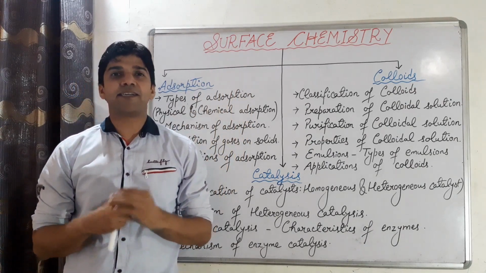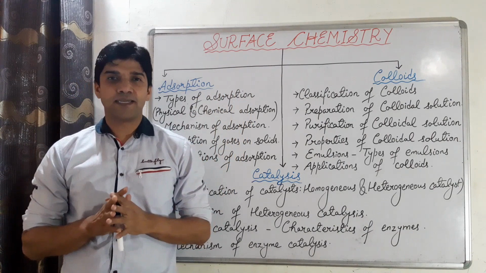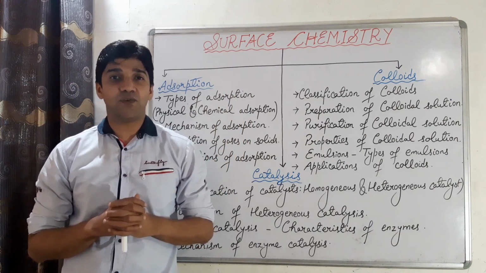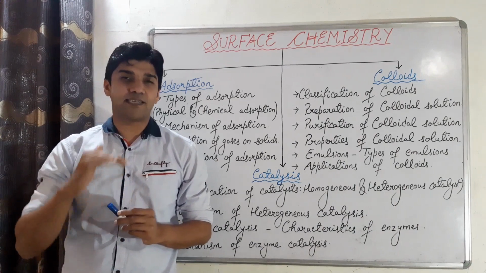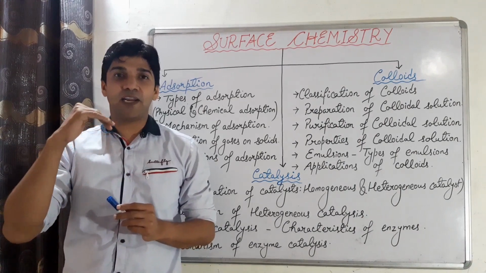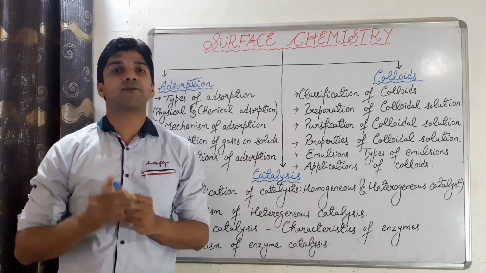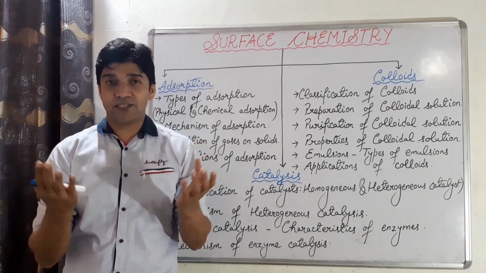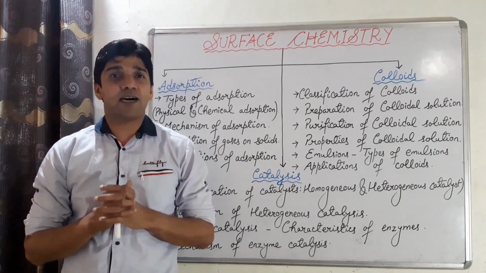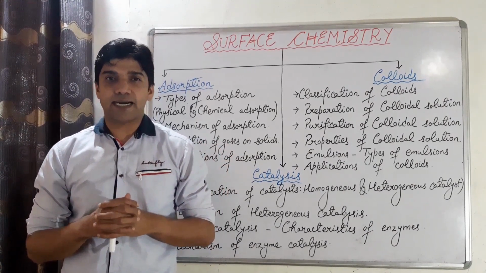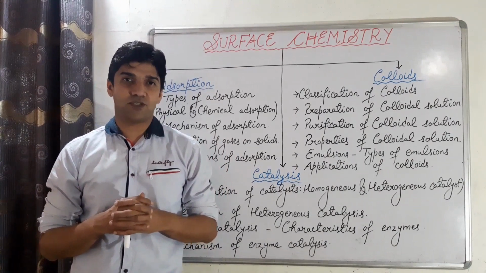So first of all, what is surface chemistry? Surface chemistry is that branch of chemistry, that branch of science in which we are dealing with the nature of the surfaces and the phenomenon that occurs at the surfaces or at the interfaces. So it is that branch of chemistry in which we are dealing with the nature of surfaces and the phenomenon that occurs at the surfaces or the interfaces.